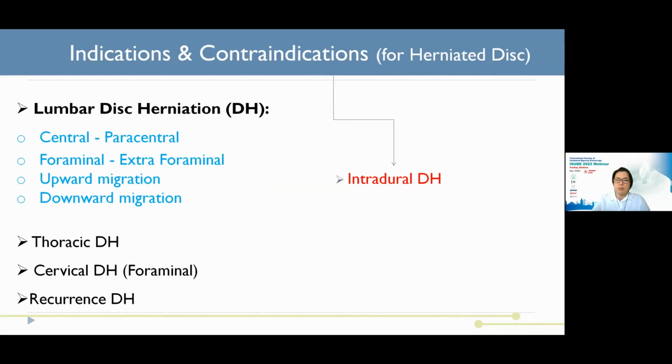UBE has a general indication in all degenerative spine cases, and it is indicated in all lumbar disc herniations as well as thoracic disc herniation, foraminal cervical disc herniation, and recurrent disc herniation. UBE is contraindicated in intradural disc herniation, in which the subarachnoid space is reached through penetration of the dura.